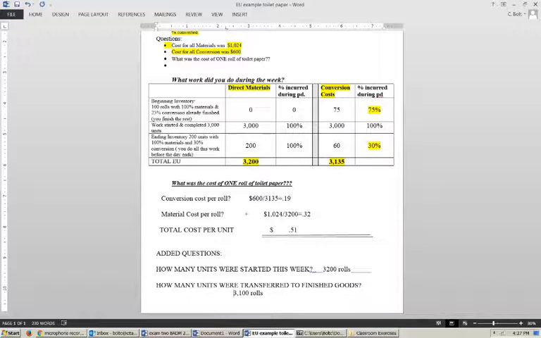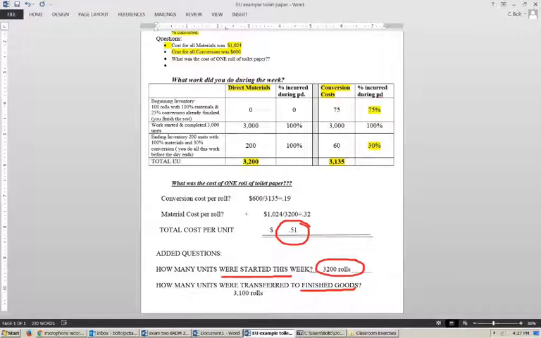And that's the way you answer a problem for process costing, for determining not only equivalent units per materials and equivalent units for conversion cost, but it also helps as far as determining what the cost per unit is, figuring out how many units were started during this week, and how many units were transferred to finished goods.